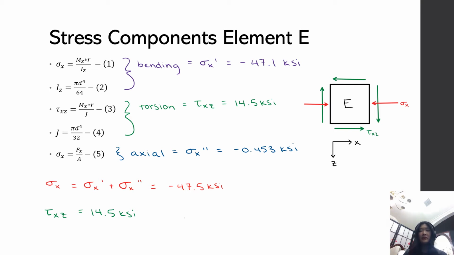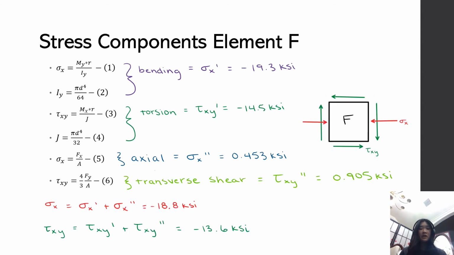As you can see from the diagram on the side of the slide, element E experiences a normal force acting in the x direction and a shear force in the xz plane. This normal force is equal to the sum of the bending force and the axial force that we just calculated, which is equal to negative 47.5 ksi. The shear force acting in the xz plane is equal to 14.5 ksi, and this is solely due to the torsional force.